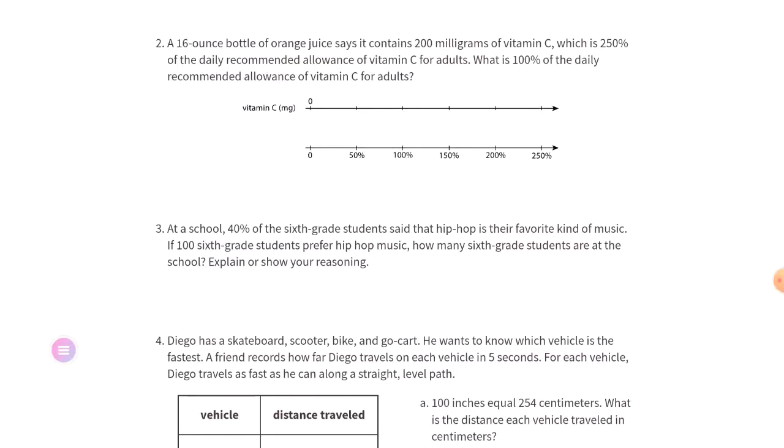A 16-ounce bottle of orange juice says it contains 200 milligrams of vitamin C, which is 250% of the daily recommended allowance of vitamin C for adults. What is 100% of the daily recommended allowance of vitamin C for adults?